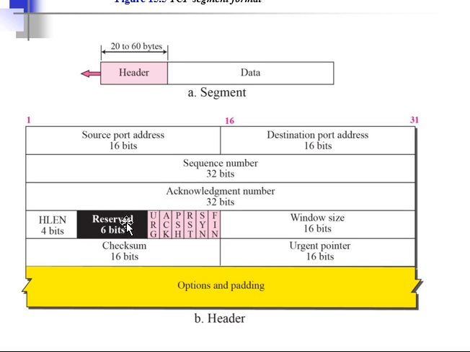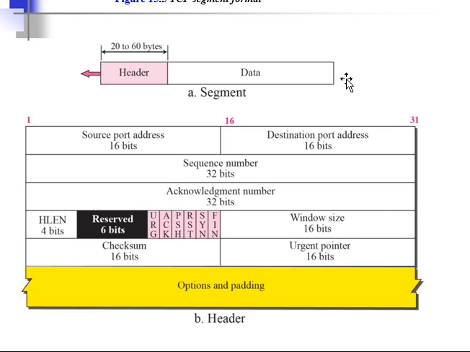Now next is the reserved bits. The next 6 bits are reserved for future use. Then the next 6 bits are very important, and these are the flags which define how your protocol is going to work. Okay, so the first one is urgent. The urgent flag is 1 bit. This bit is set to 1 when your data is very urgent and you need to process it immediately, so it will be 1.